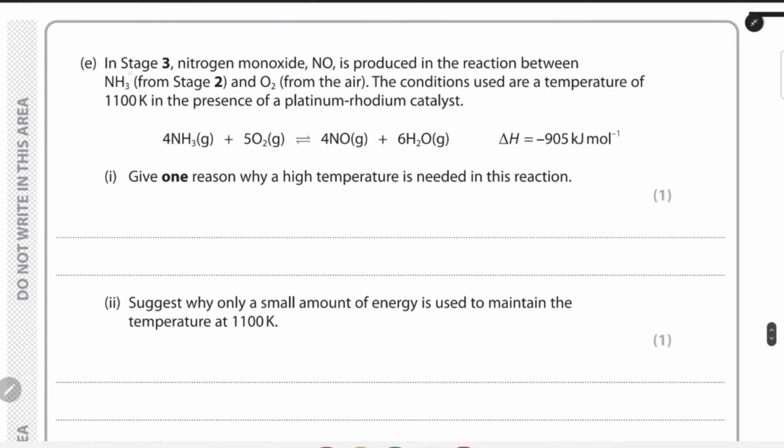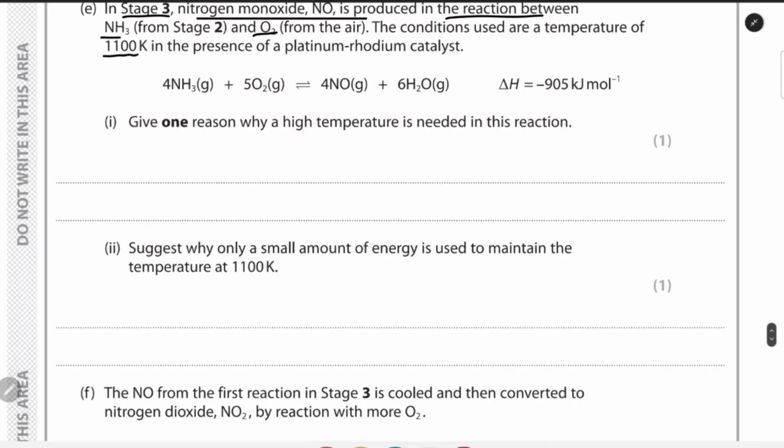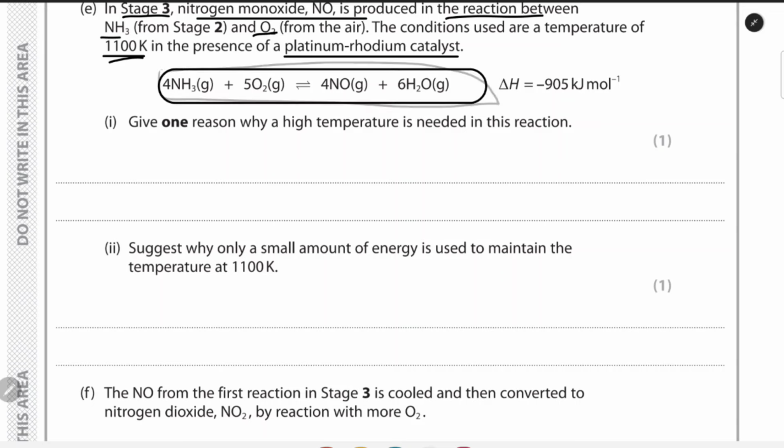Now for part E, we are given that in stage 3 nitrogen monoxide is produced in the reaction between NH3 and O2. The conditions given are that it needs a temperature of 1100 Kelvin with a platinum rhodium catalyst. This is the reaction over here. It has an enthalpy change which is exothermic, and we have to answer why a high temperature is needed.